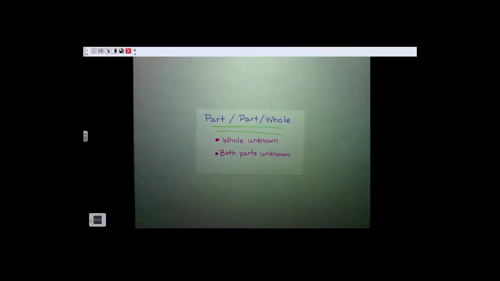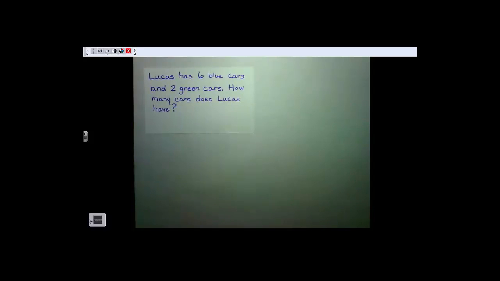Another type of word problem situation that first graders solve shows a part-whole relationship. Today we will look at word problems where the whole is unknown or where both parts are unknown. Let's look first at a problem where the whole is unknown. In this problem we are given both parts. Lucas has 6 blue cars and 2 green cars. How many cars does Lucas have?